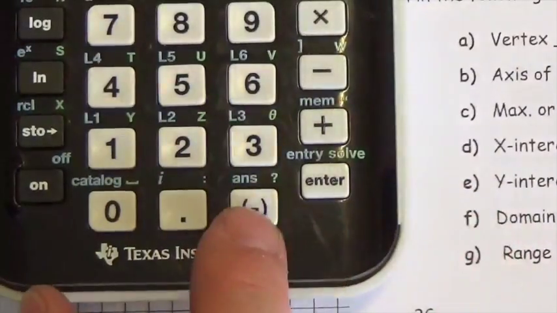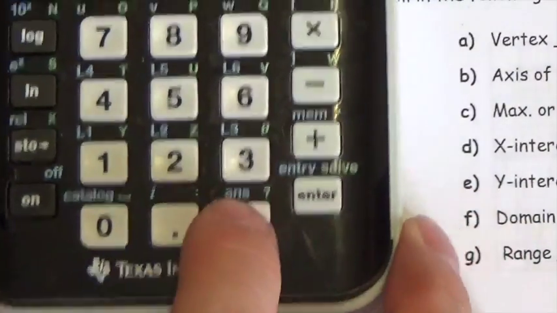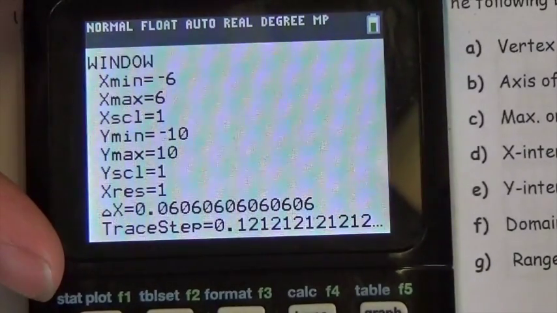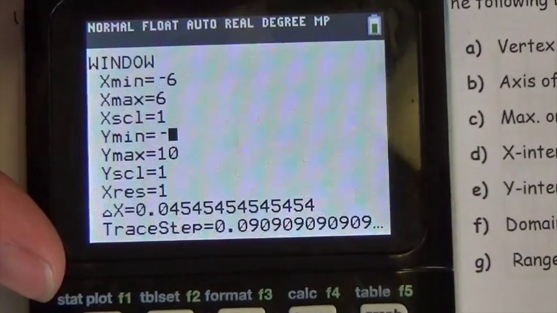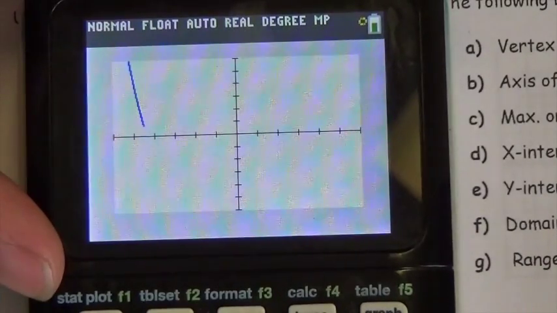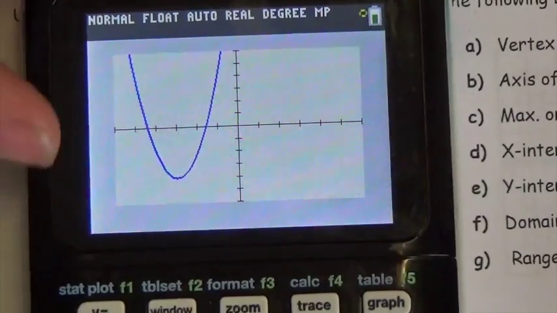I'm going to put negative 6 in there. This time I want to use this as my negative. So negative 6, 6 going up by 1s is fine. And then for the y-coordinate, it's negative 6, again using that negative button, 6. Now I'll graph that.